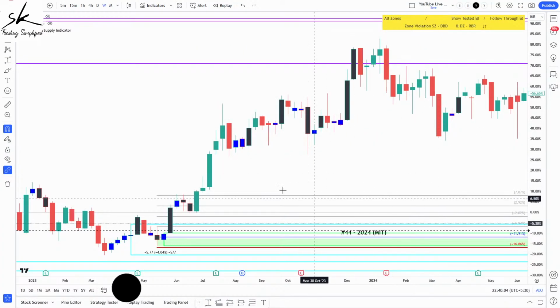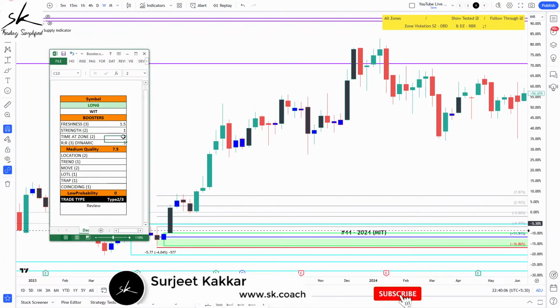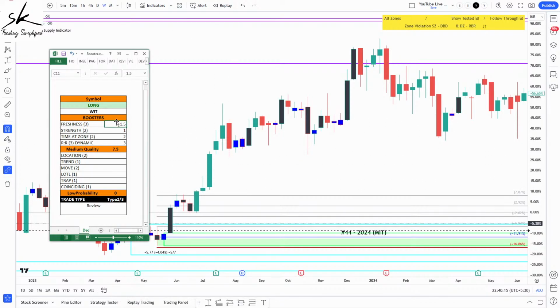Now always remember, whenever you're doing this, for boosters which already have the highest score, you don't have to play with them. Only for the ones which do not have the highest score will we see whether we can make the score a little better. The first one is freshness, and you can see that the intermediate time frame zone is still fresh, so I can upgrade it to a score of 3.